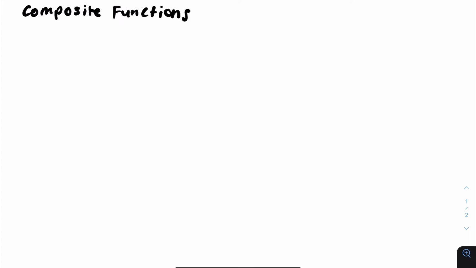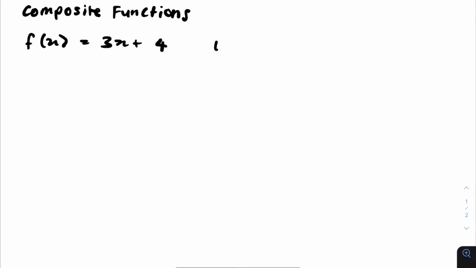So hi guys, in this video we're going to be going into composite functions, which is just another part of functions. In composite functions, what you need to realize is that it's basically putting a function back into itself. Well, not necessarily itself, it could be any function. We are putting a function in a function essentially.